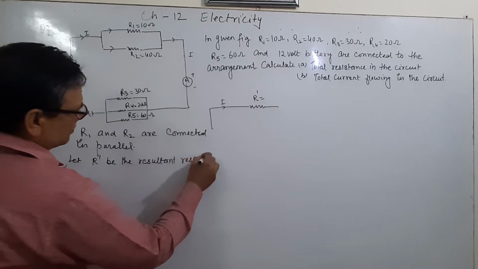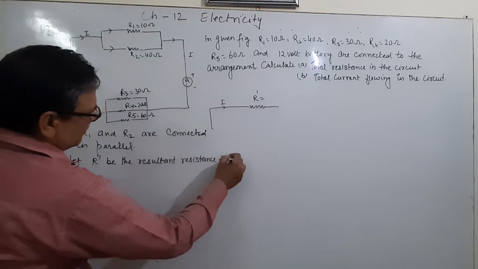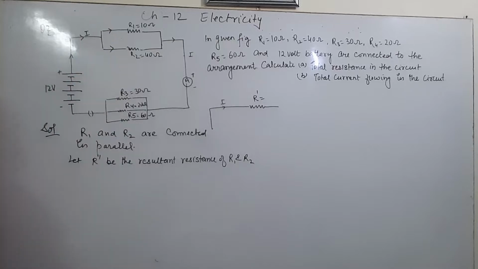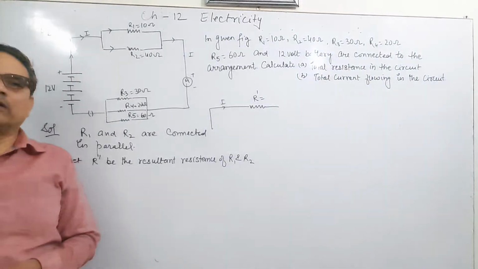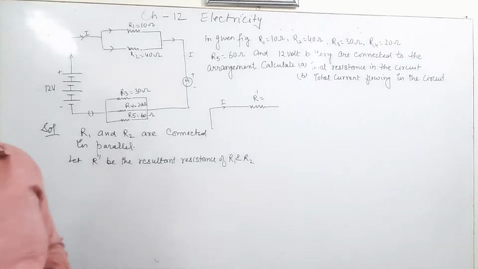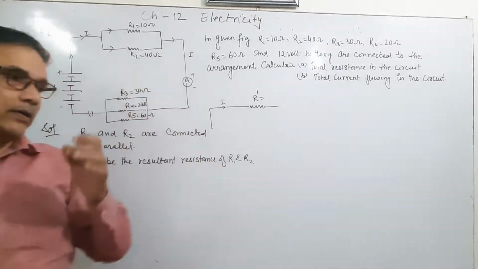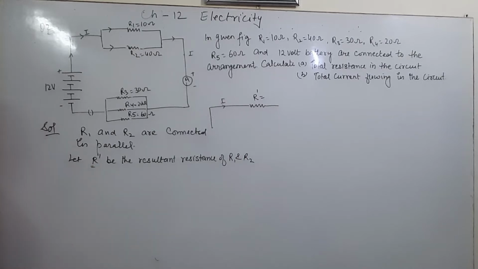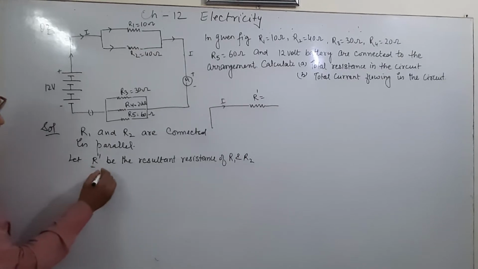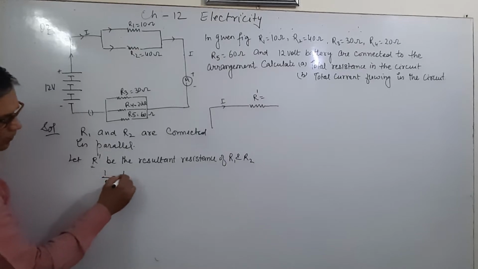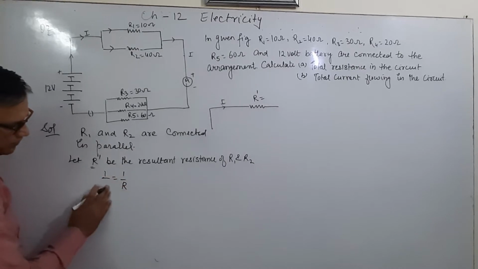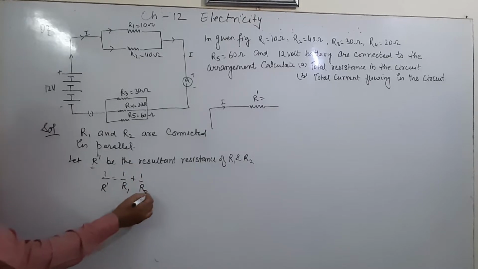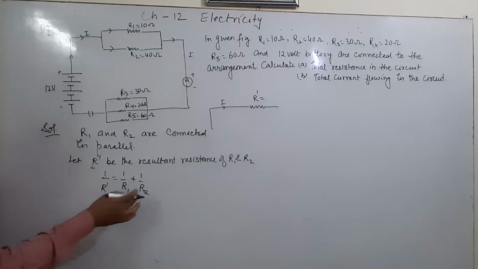resistance of R1 and R2. It means they are combined in parallel. Then what is the formula? When two or more resistors are connected in parallel, 1 upon R dash is equal to 1 upon R1 plus 1 upon R2. Here we can apply other formula also.